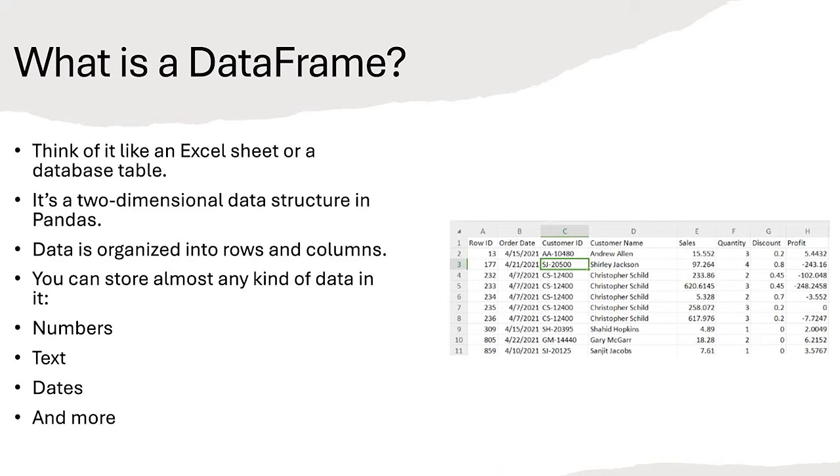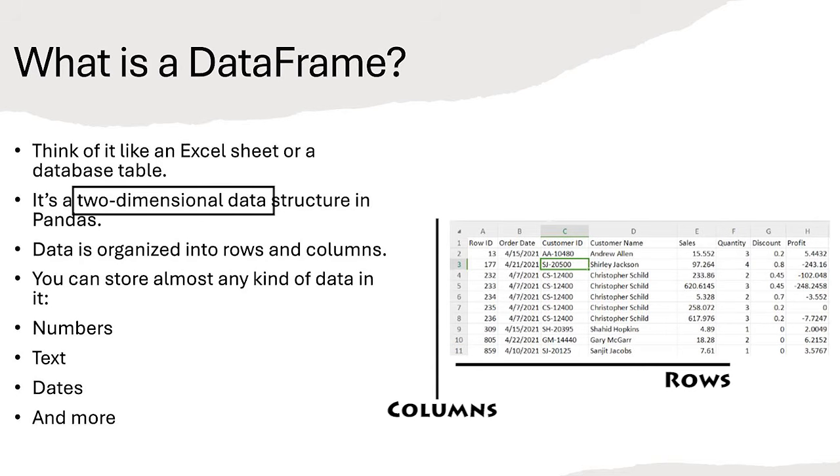Then the next thing that we have to learn is the data frame. Before we begin, let's talk about what a data frame actually is. Think of it like an Excel sheet or a database table. It's a two-dimensional data structure in pandas where the data is organized into rows and columns. You can store almost any kind of data in it: numbers, text, dates, or more.